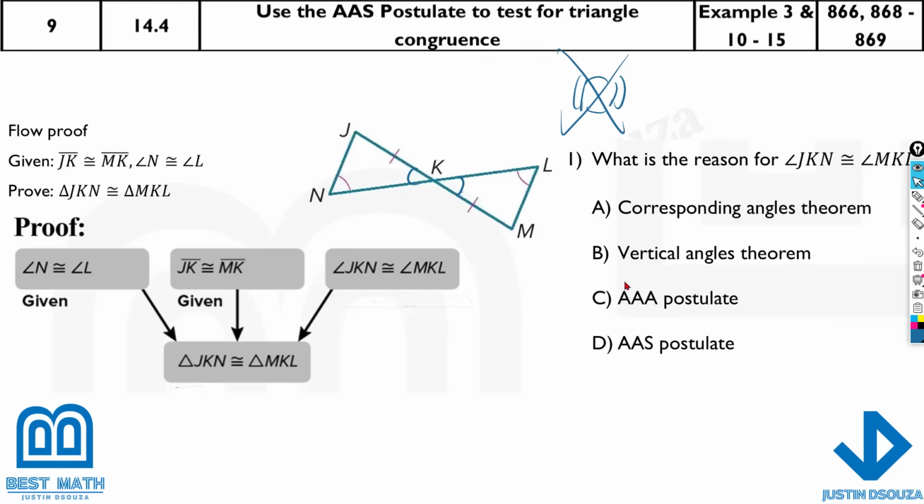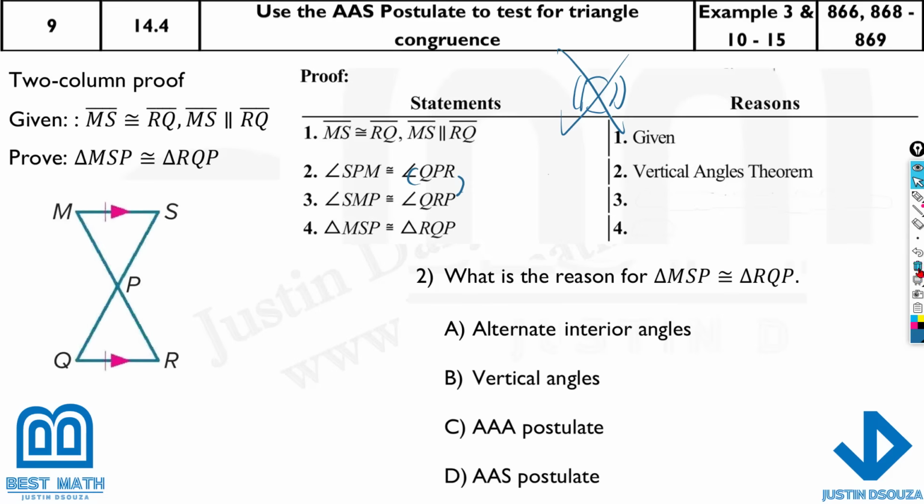So what is the reason here? Option B is the reason. That is the reason for the third one, because this is missing, right? Over here they have asked for the reason for JKN being congruent to MKL. That's the vertical angle theorem. Let's look at this one.